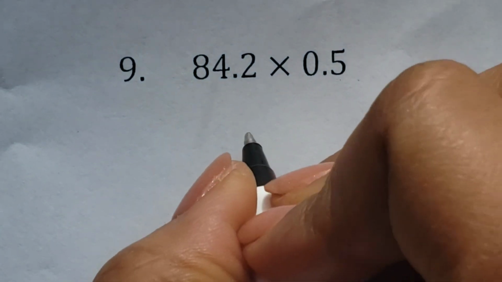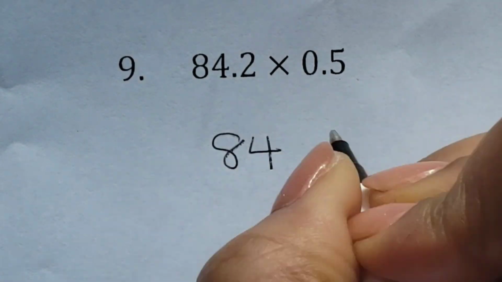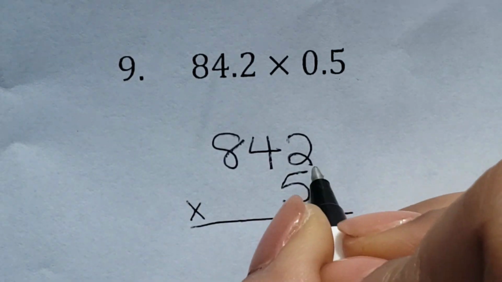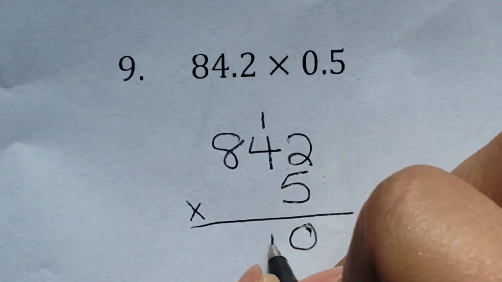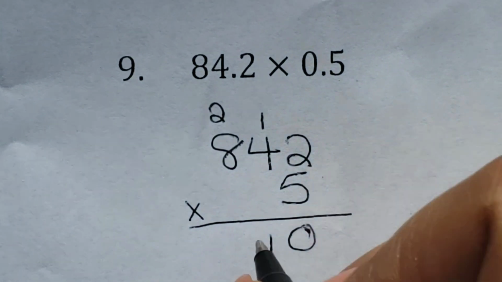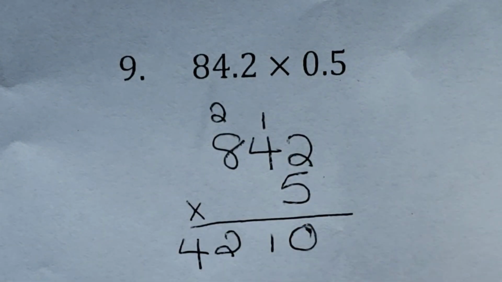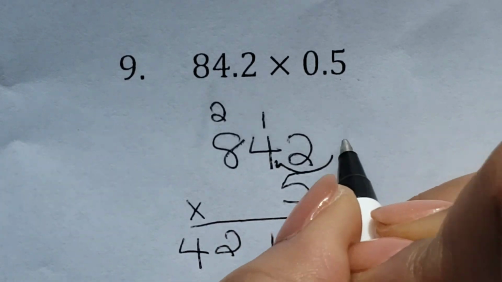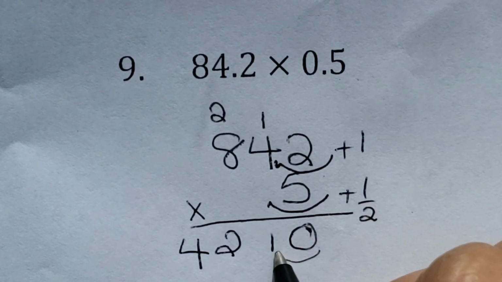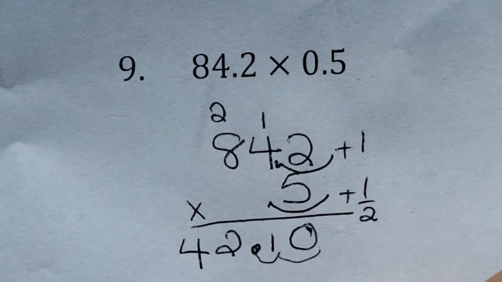Number 9, I am going to do the same thing, set it up as 842 times 5. And then I'm going to do the same thing. When I put my decimal back in between my 4 and my 2 and put my decimal in front of the 5, you can see I moved to the right one time for the 84.2 and one time for the 0.5, which gives me a total of 2 places moved in my final answer, 42.10.